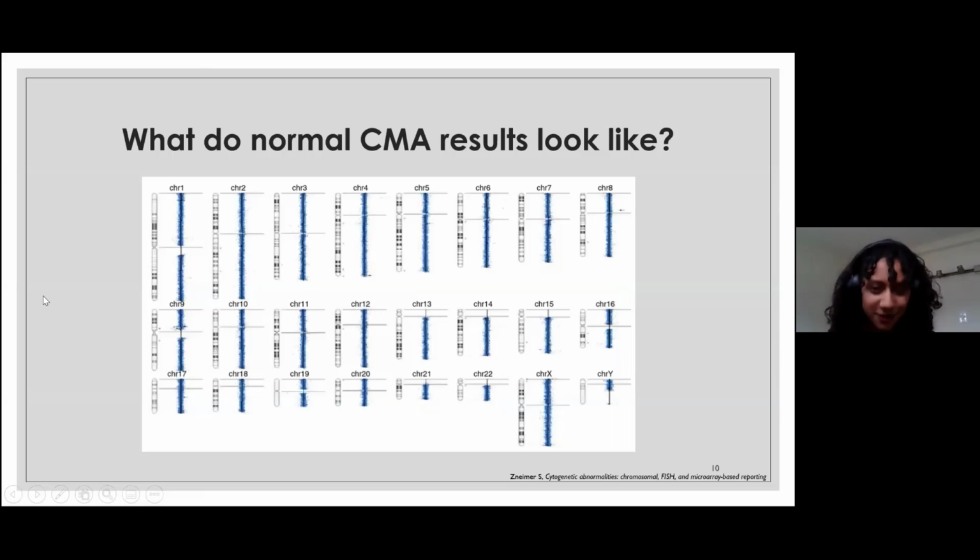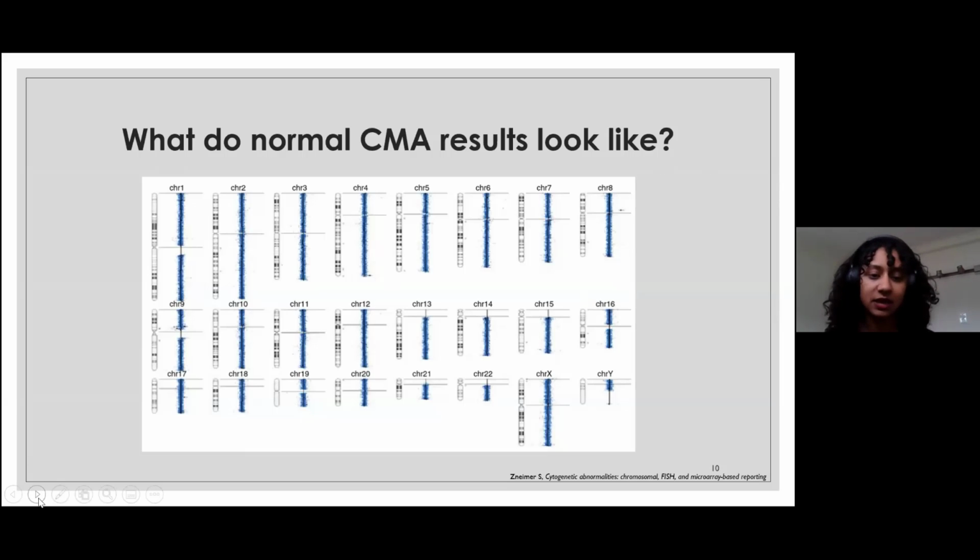So a little hard to read again, but I hope you can appreciate these are chromosome 1, 2, 3, and so on, all the way down to 22 and X and Y. So you can see how these blue colors, these little blue dots, all cluster around a central line. And so this is a person with a normal CMA result. And so there's nothing that's too far away from the horizontal line, nothing that's too far away in either direction. And so if you had something that was too far away in either direction, you might have a copy number variant. So this is normal.